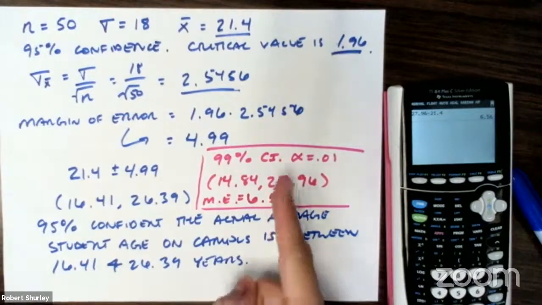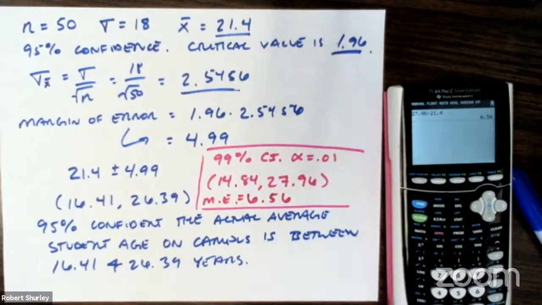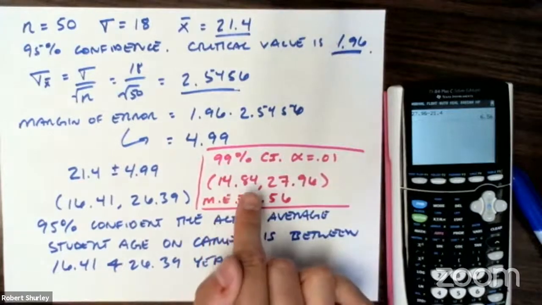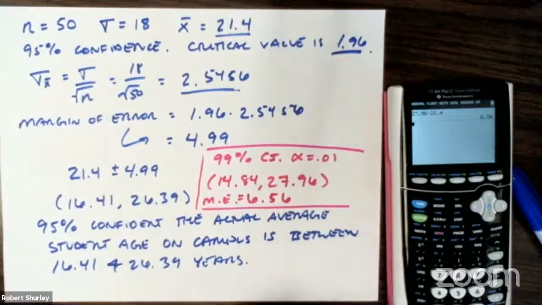Look, so this would mean I'm 99% confident that my average freshman age on campus is between 14.84 and 27.96. Okay, it's somewhere in between there. And we're 99% confident it's somewhere in between that.